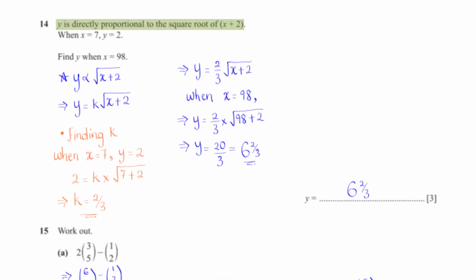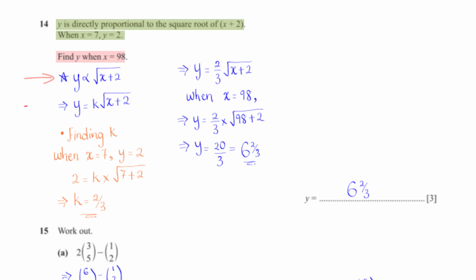Y is directly proportional to the square root of x plus 2. When x equals 7, y equals 2. Find y when x is equal to 98. So in mathematical terms, let's write y is directly proportional to the square root of x plus 2.